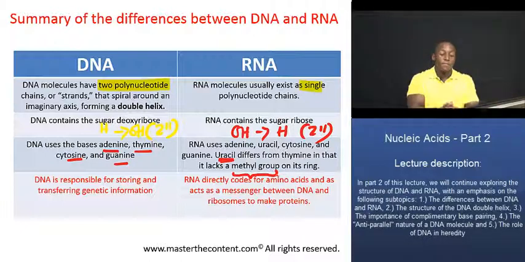Now, as far as their function is concerned, at the bottom of the table right there, DNA is responsible for storing and transferring genetic information. So the genetic instructions that comprise our genome are stored in DNA. RNA, on the other hand, acts as an intermediary or messenger between DNA and ribosomes to make proteins.